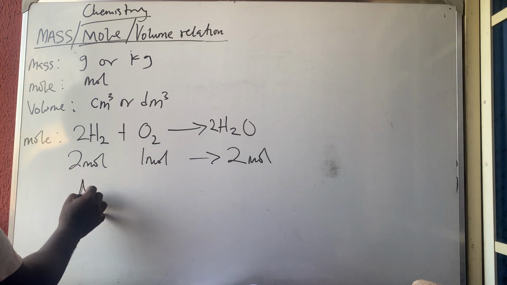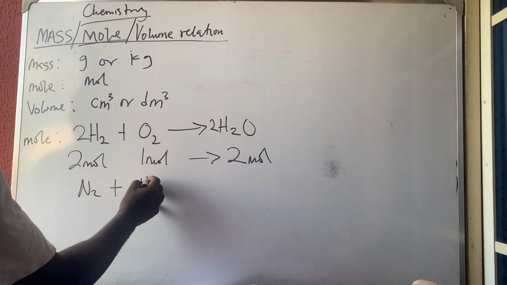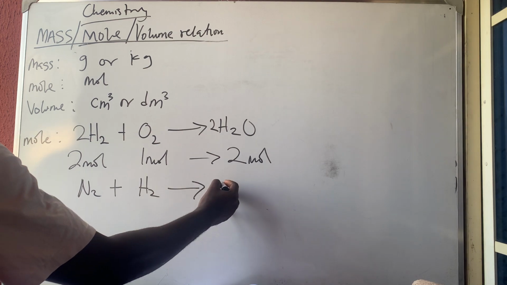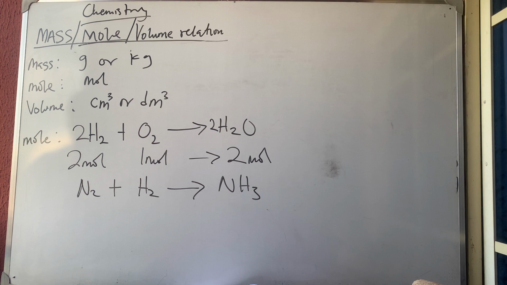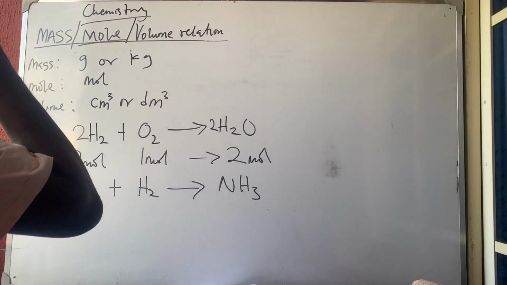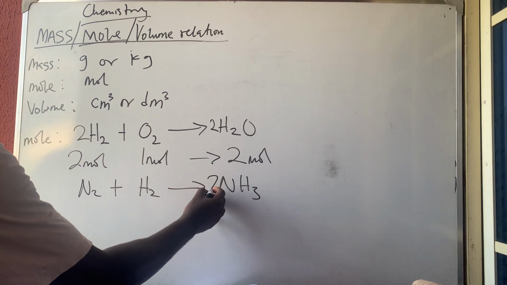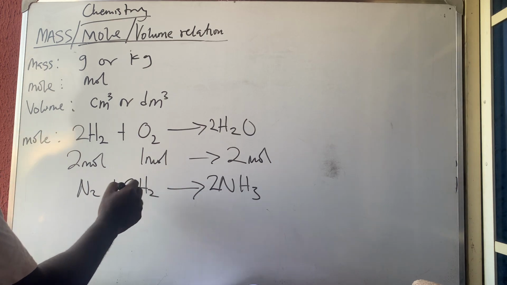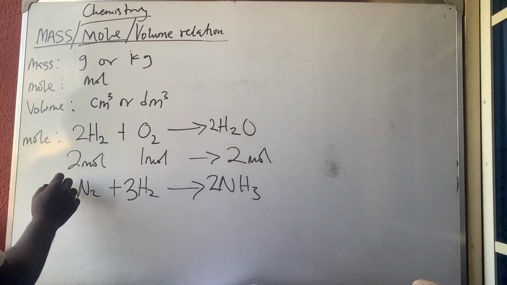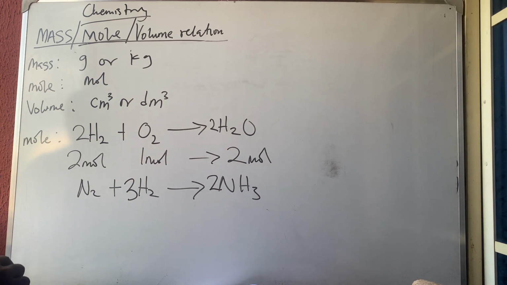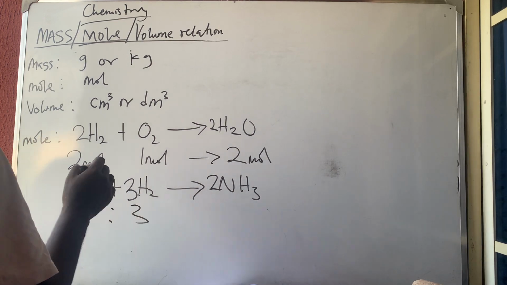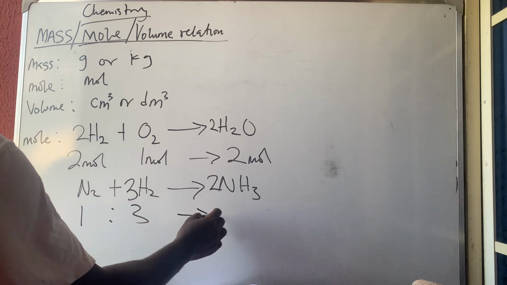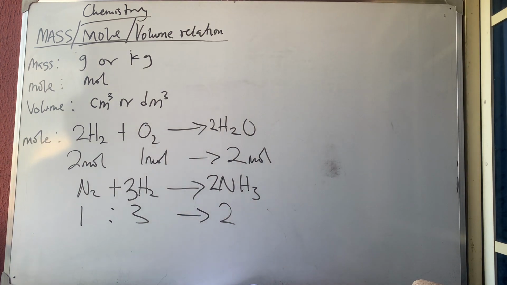Another one is N2 plus H2 to give us ammonia, NH3. So how do we balance this? Put 2 here, 2 times 3 is 6, 3 here, 2 times 3 is 6, okay, it's balanced now. So what does it mean? That 1 mole of nitrogen is reacting with 3 mole of hydrogen to give us 2 mole of ammonia.